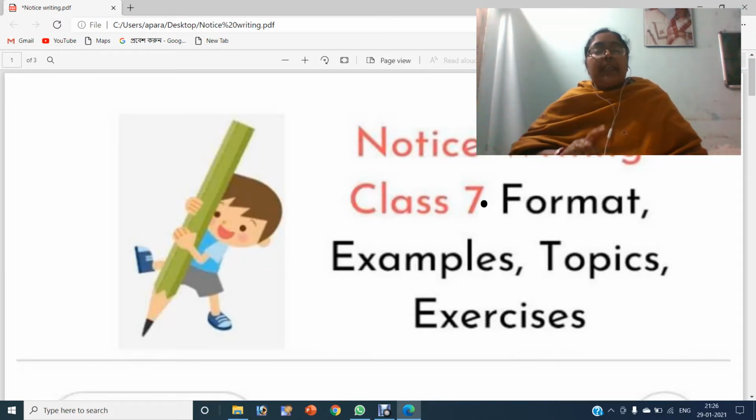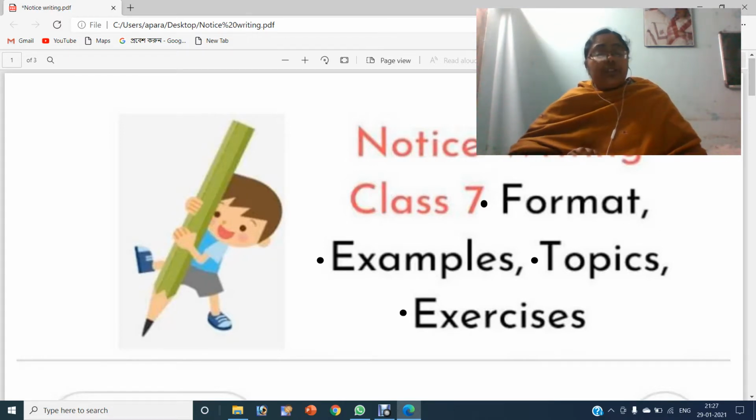Next, we will be doing an example of a notice from your book. I will be showing you all how to write down a notice in the example. You will get it in your book and it will be very easy for you all to note it down in your copy. The third thing that we are going to discuss is various topics. We are going to discuss various topics on which we are going to write notices.